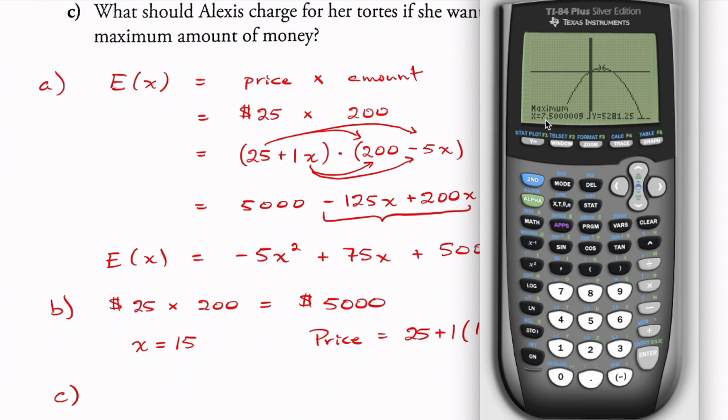Okay, so that happens at 7.5 and 5,281. So let's write that down. So x is 7.5 approximately, and then the y was 5,281.25. Okay, so we've got the vertex point.